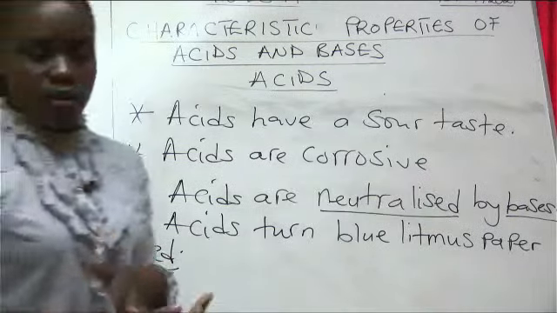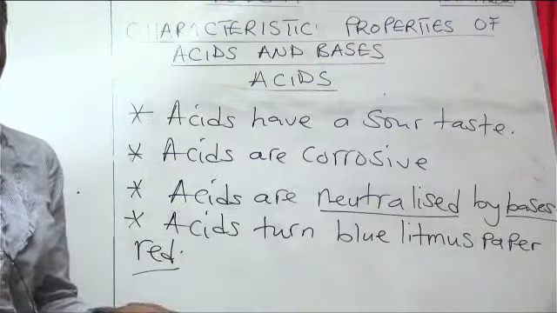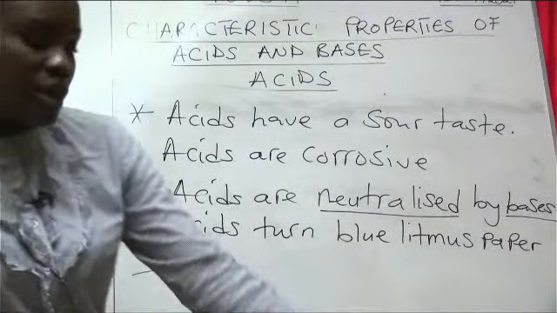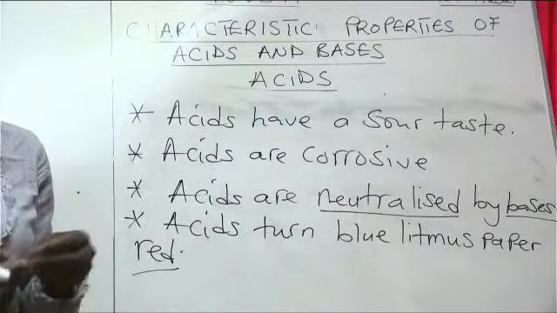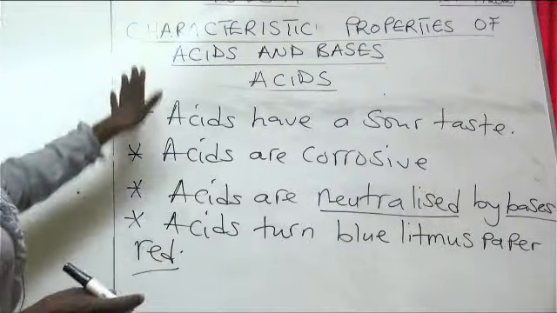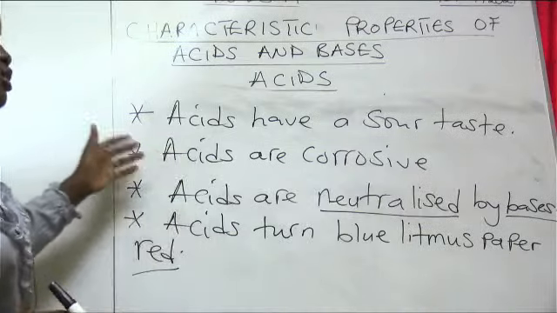Like I said when we were starting, in case you are in a lab and you don't know which substance is an acid, you can just dip in your blue litmus paper. If it turns red, then you know that it is an acid. So these are just some of the characteristics of acids.